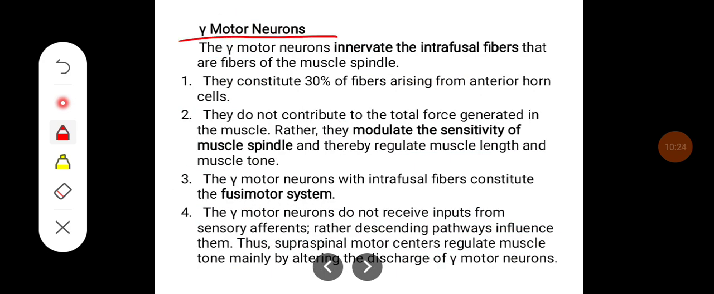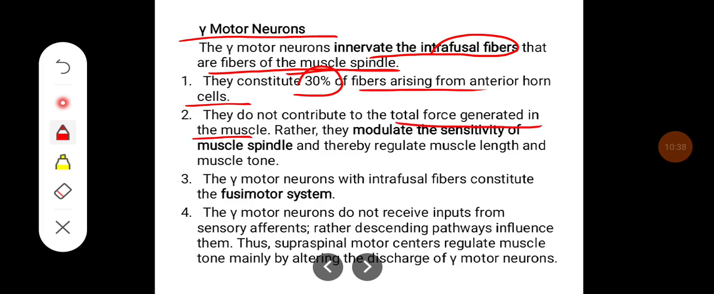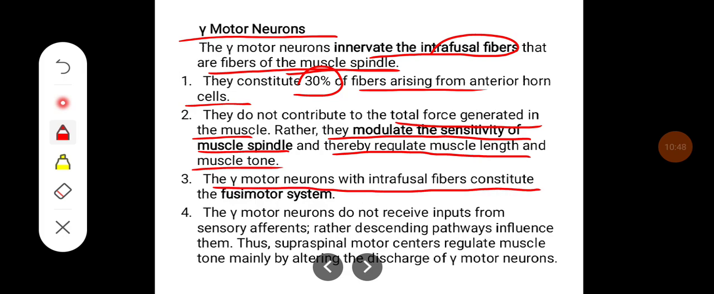Gamma motor neurons. The gamma motor neurons innervate the intrafusal fibers, that are fibers of the muscle spindle. They constitute around 30% of the fibers arising from anterior horn cells. They do not contribute to the total force generated in the muscle; rather, they modulate the sensitivity of the muscle spindle and thereby regulate muscle length and muscle tone. The gamma motor neurons with intrafusal fibers constitute the fusimotor system.